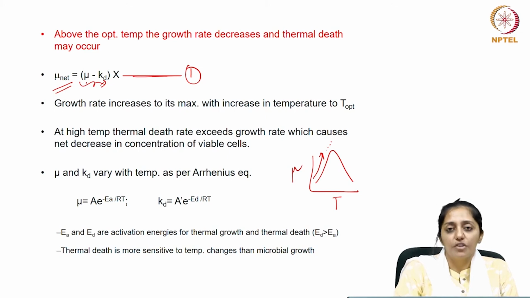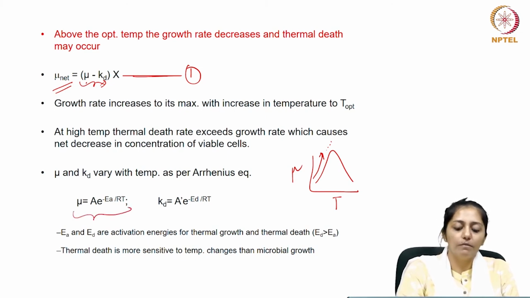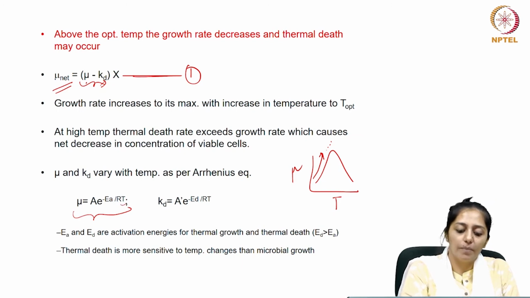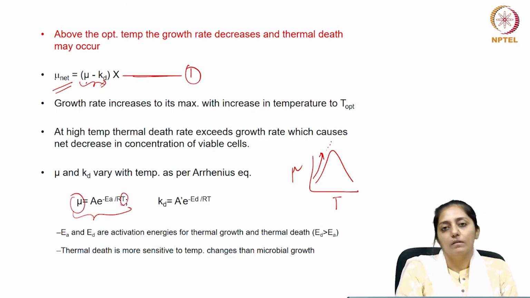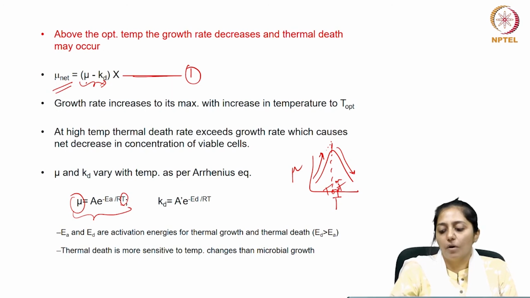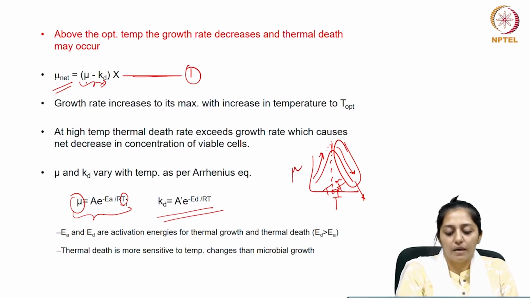where you'll observe that the growth rate of the culture will increase as the temperature is increased. This behavior is generally found to follow a well-known model called the Arrhenius equation, which demonstrates the effect of temperature on the growth rate of the culture. And the thermal death rate after that optimum temperature: if we continue to increase, then you will observe that the net growth rate of the culture will start decreasing, which is due to the thermal death rate, which is again analogous to the Arrhenius equation.